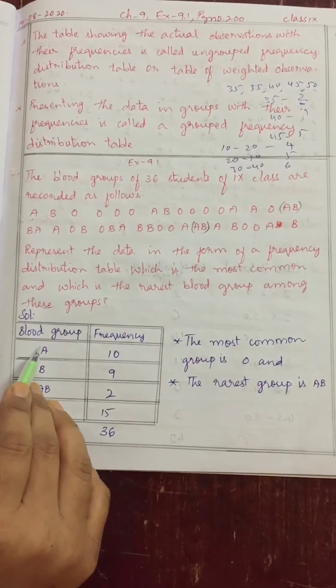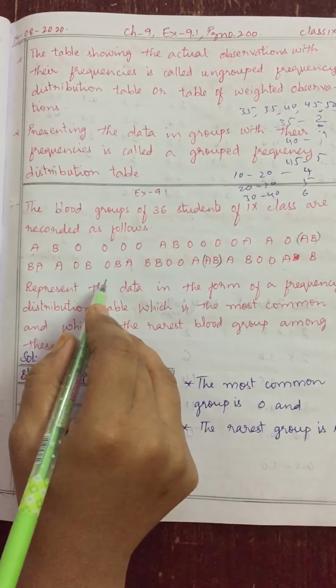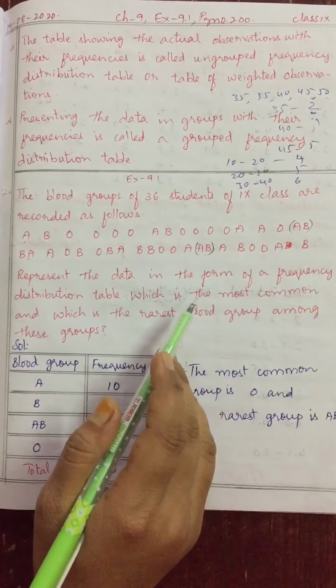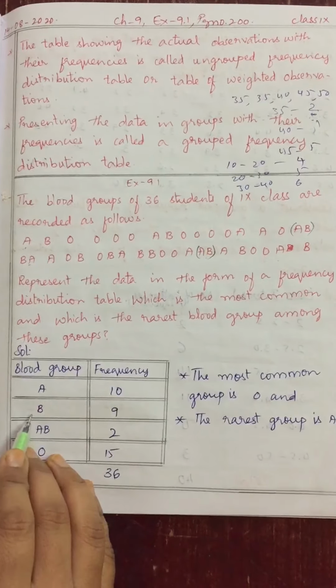Now the question is, AB is one blood group and A is a separate group, B is a separate group. How to identify? Here I wrote AB in brackets, and what I did not write in brackets is separately A and separately B. Am I clear children? Now the second blood group is B. You count B in this, you will get 9. Similarly AB is 2 only. Now count the blood group O: 1, 2, 3, up to 15. O blood group is 15. Now you count the total, you will get 36.